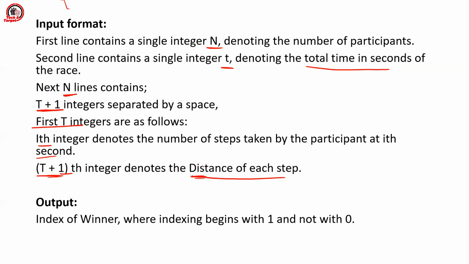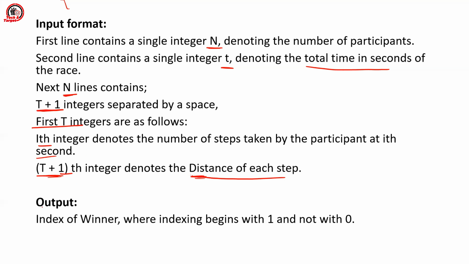Let's say, for example, at the 0th second the person takes 2 steps, and the distance of each step is 4. Then the distance traveled by that person in 1 second will be 2 into 4, because he has taken 2 steps and the distance of each step is 4. We multiply both of them, which turns out to be 8. So 2 into 4 is 8. That's how we do it.